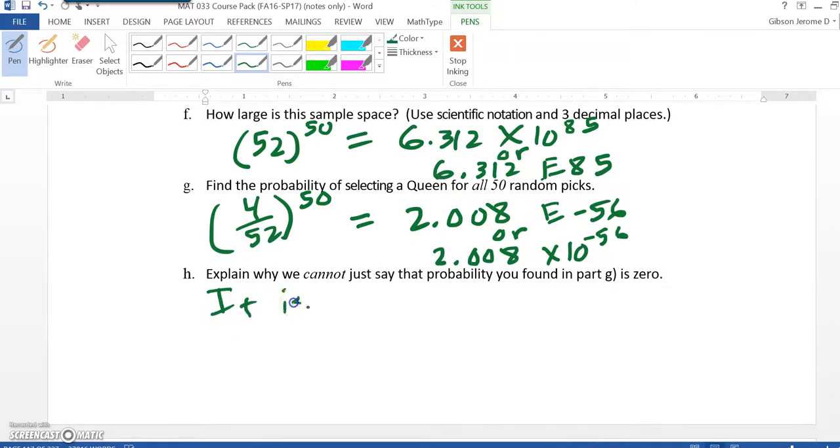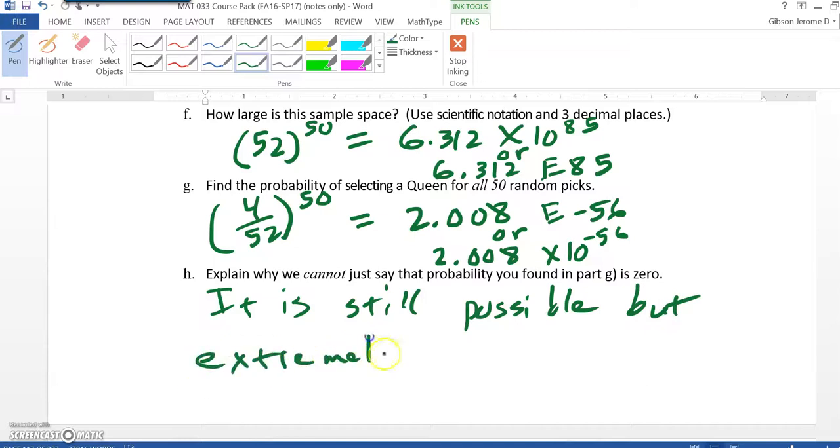Because it is still possible but extremely unlikely. Now, here's the thing. Even though it's extremely unlikely, remember 0 means that it's impossible. It cannot happen. But there is a probability, even though it's very, very small, that this could happen. So that is why we cannot say that part G is 0.